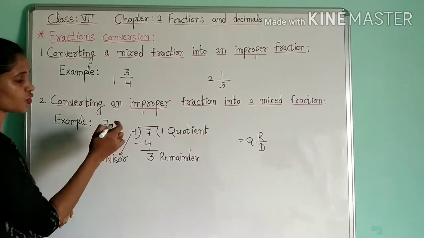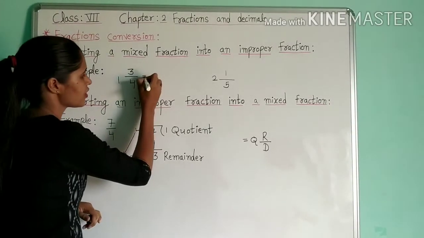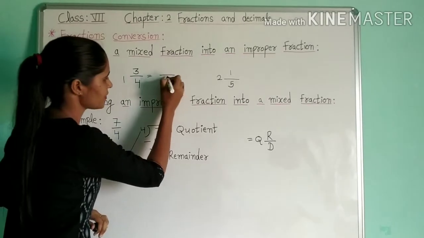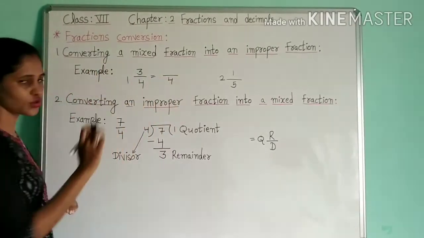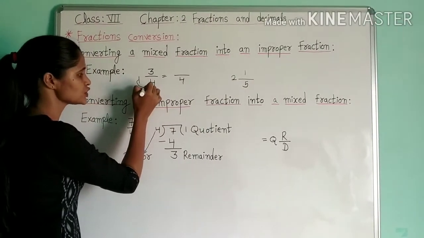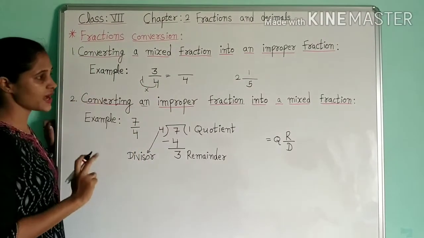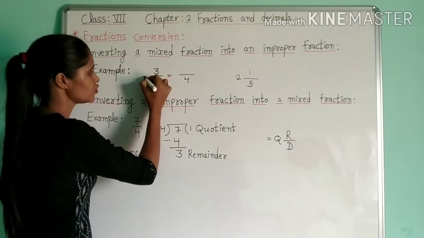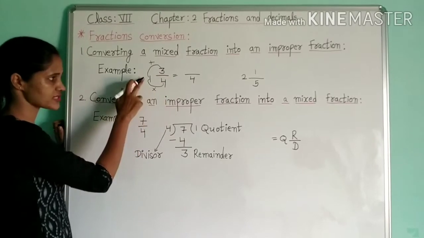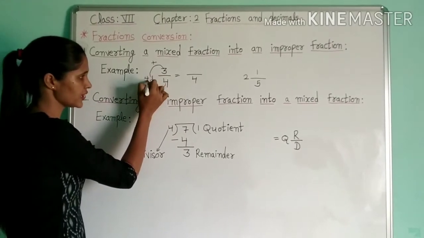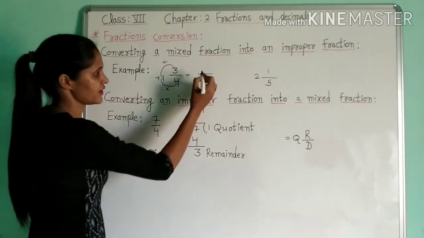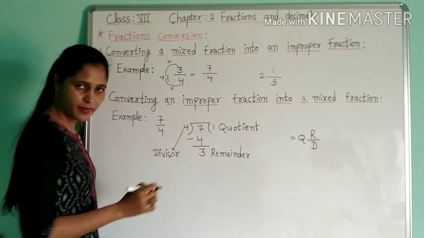First we write the denominator the same as it is. See, we write this denominator 4 as it is, no change. Then we multiply this denominator by this whole number. So 4 ones are 4. Then we have to add, plus 3. So 4 ones are 4, here we got 4. Then we add 3, so 4 plus 3 we got 7. So our answer is 7 by 4.